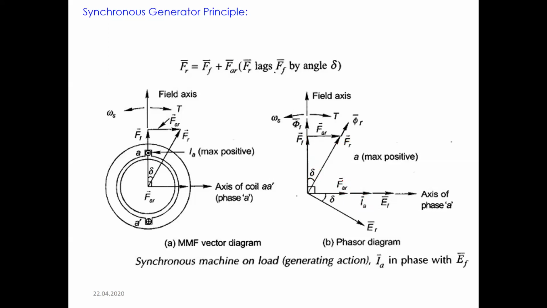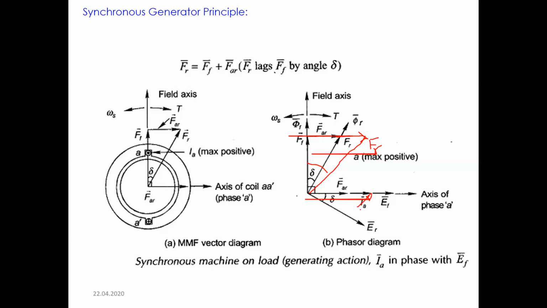Because of this MMF, the resultant MMF will exist, since it is the resultant of the main field and the armature reaction MMF. The higher the loading, say you have increased the current and the loading on the generator, the armature reaction MMF will increase, and thereby the angle delta will increase, because this will now be your resultant MMF.